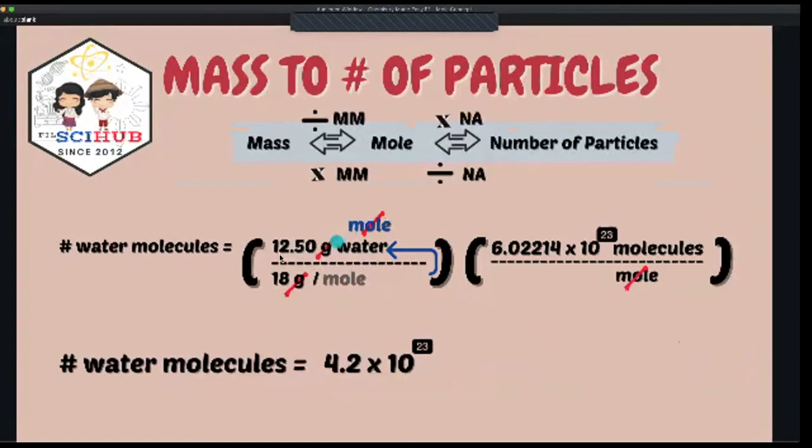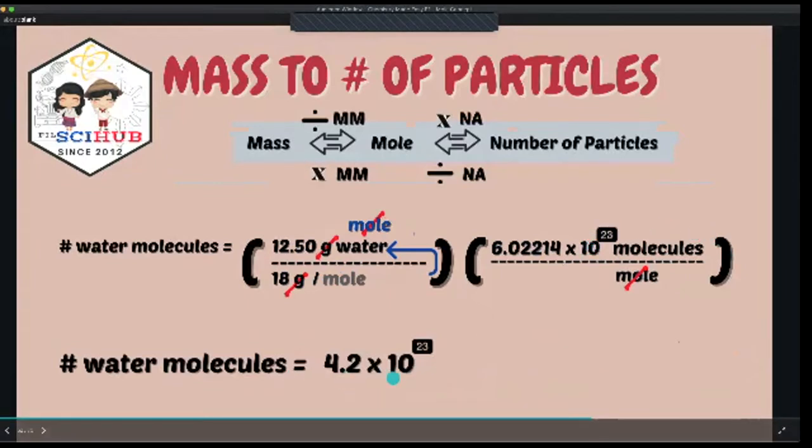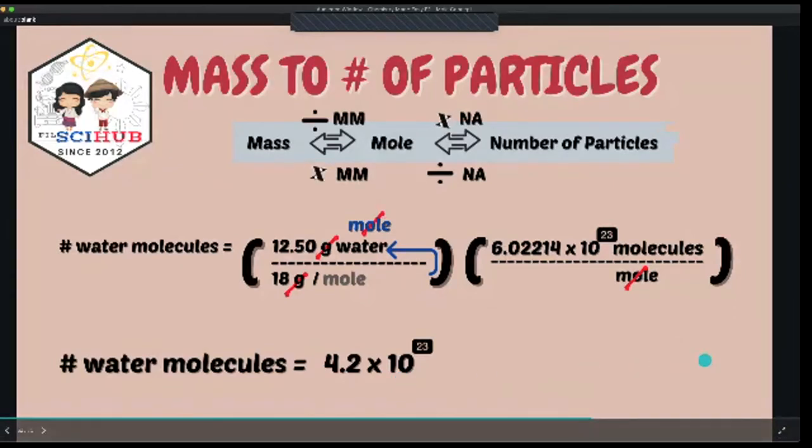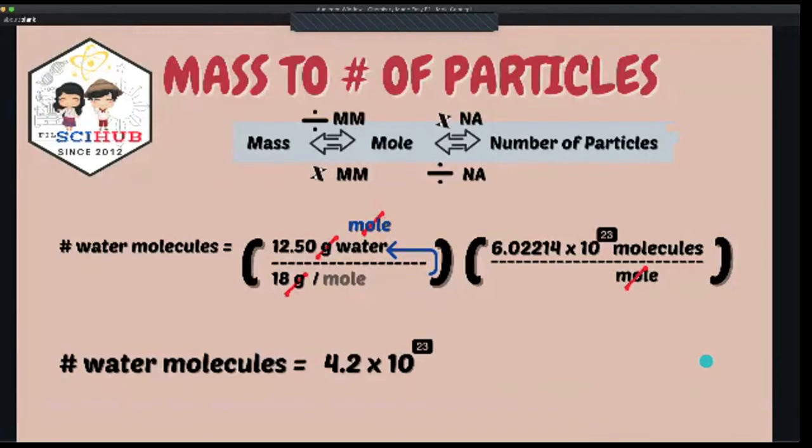So 12.5 grams divided by 18 grams, so you can cancel out the gram unit. And then from this, yung mole kasi mapupunta sa numerator, no? So again, this is like division of fractions. So yung mole mapunta sa numerator, and then you have a mole sa denominator, magka-cancel out din yan. So ang natitira na lang sa inyo is yung unit na number of particles. So yung answer dito should be 4.2 times 10 to the 23rd power. All right, that's the number of water molecules present in 12.5 grams of ice.